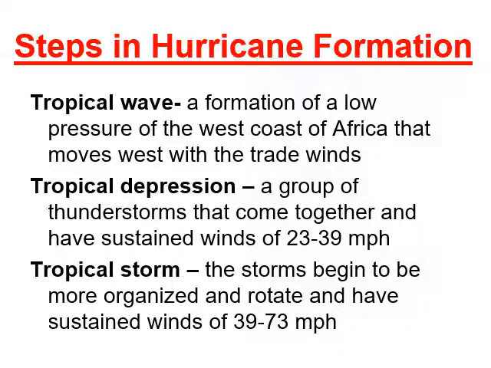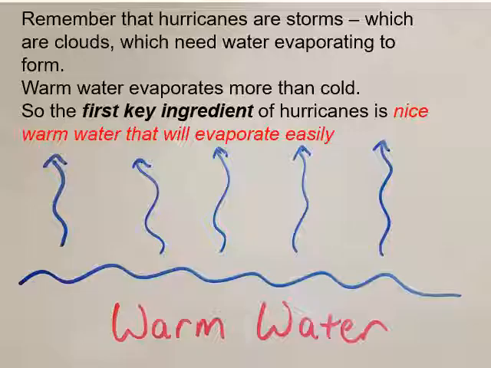From there, if the storms get bigger and are allowed to grow and get more organized, they start to spin together, and they become what's called a tropical storm, which has winds from 39 to 73 miles per hour. Now, in order for this process to happen, there are some very key ingredients that have to take place.